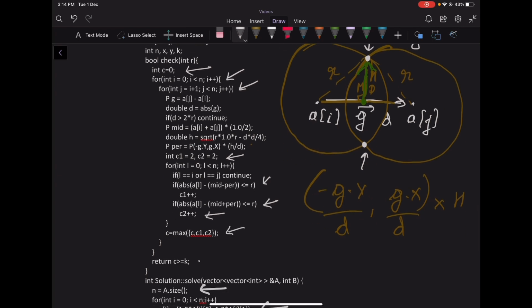Finally, we'll just check if C is greater than or equal to K, where K is equal to B. That means a red zone should at least be affected by K orange zones. So we'll check if we have a point which is affected by K orange zones. So I'll return whether C is at least K as the value.